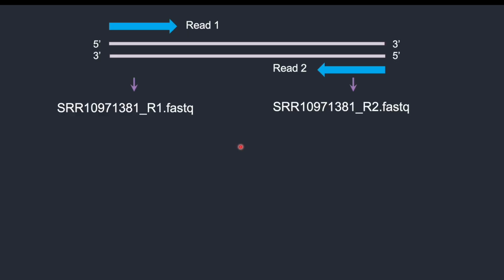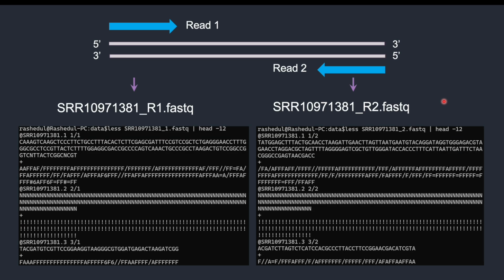In this example, I am showing two FASTQ files that contain raw sequencing information of read 1 and read 2 of a paired end sequencing library. Most commonly, for the read 1 FASTQ file, the naming is similar to this, that has _R1, and for read 2 it has _R2. In some cases there could be only _1 or _2. Now I will take a look into those two files.